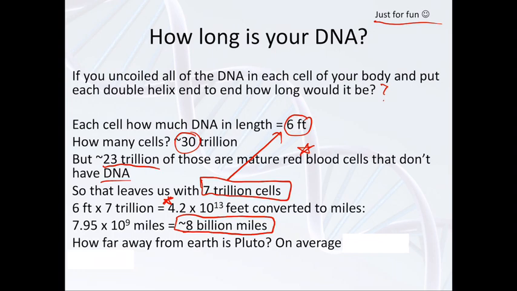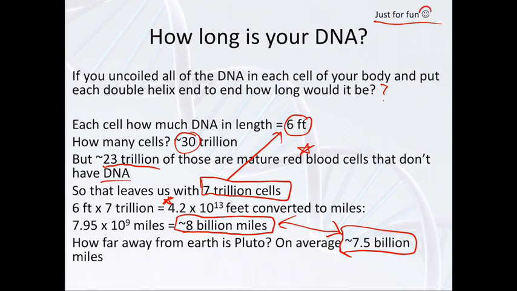The orbit of Pluto isn't a perfect circle around the sun, and it's always a little bit different distance from us at different times. But on average, it's about 7.5 billion miles from Earth. So, look at that. The amount of DNA in each of our bodies is enough to stretch all the way to Pluto. Pretty incredible, right? Amazing. Of course, it's incredibly small, but it's also incredibly long. So that's just for fun. Hopefully that was fun for you.